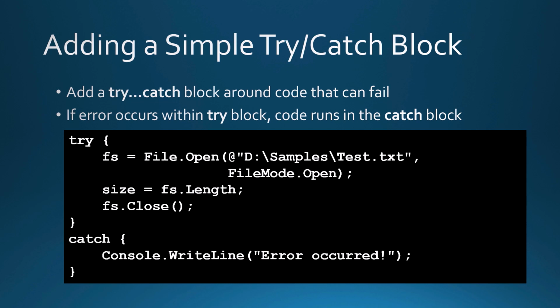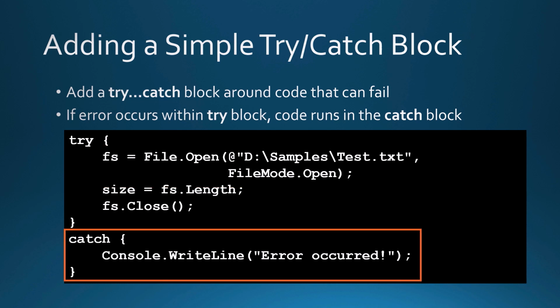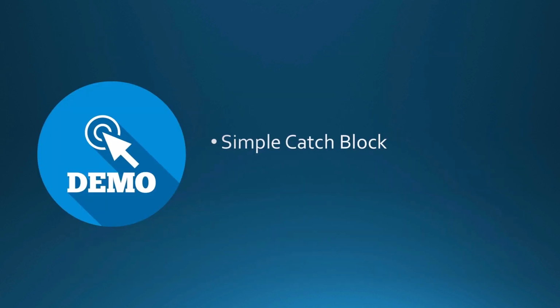I'm going to move those 3 lines of code within the try block. And we saw that the code was having a problem with file.open because that file did not exist. So right on that line of code will jump down to the catch block, and I'm going to simply write out "error occurred". So let's take a look at doing this to our previous sample.